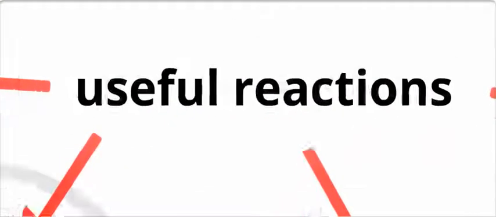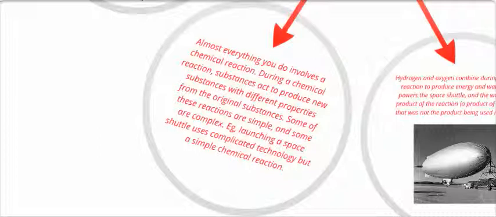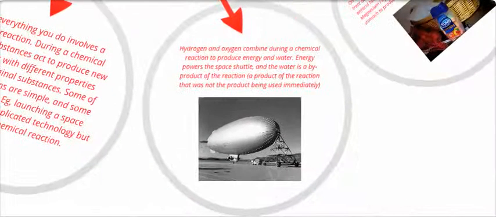So we have some useful reactions. So almost everything you do involves a chemical reaction. During chemical reactions, substances act to produce new substances with different properties from the original substances. Some of these reactions are simple and some are very complex. For example, launching a space shuttle uses complicated technology but a simple reaction. So hydrogen and oxygen combine during a chemical reaction to produce energy and water. Energy powers the space shuttle, and the water is a byproduct of the reaction.